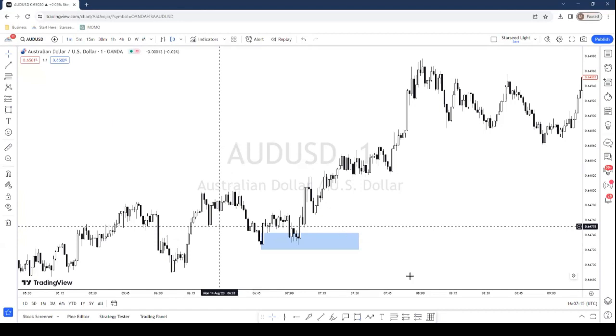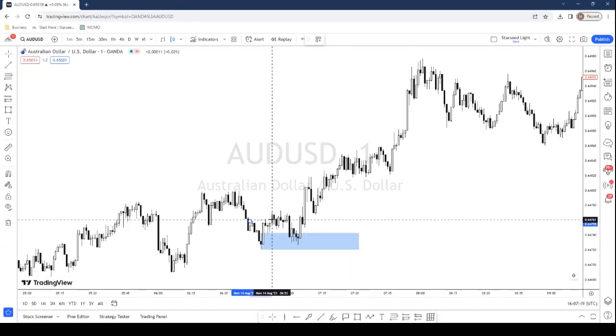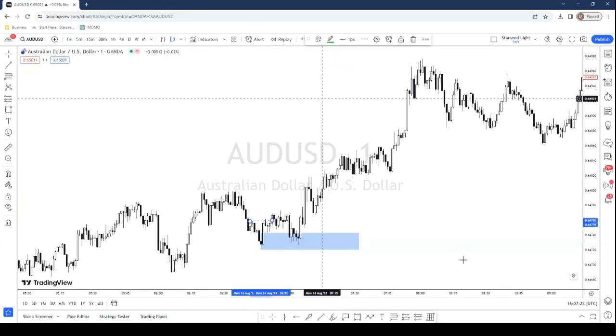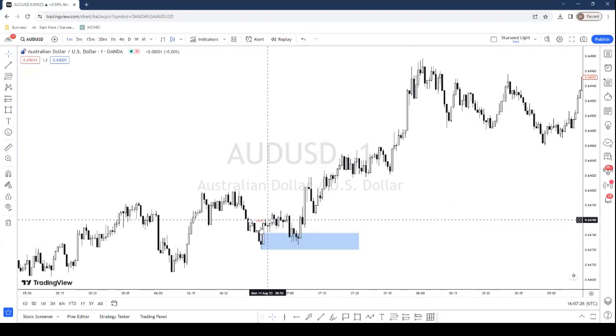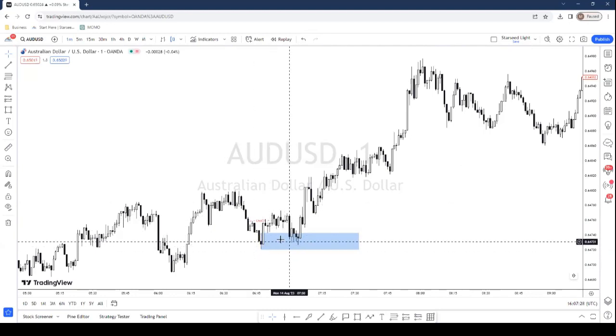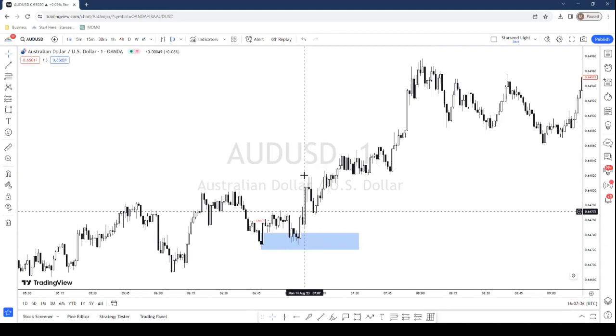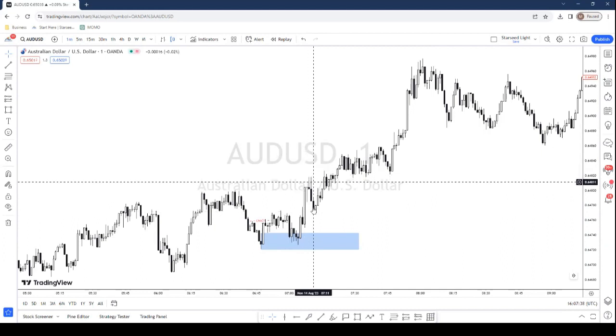And then the market started to have a small or minor change of structure, change of character. I can use this area and place a pending buy. And then the market moves up again, and I get a pullback.